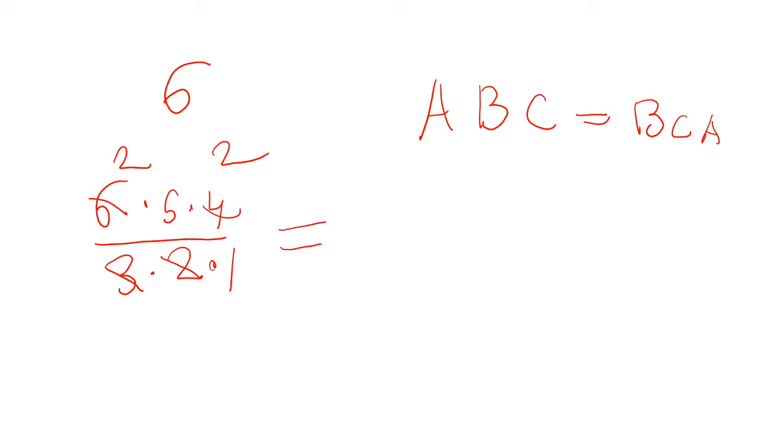And obviously 6 times 5 is 30. But since we've canceled, we can just do 2 times 5 is 10, 10 times 2 is 20. So the answer is 20.